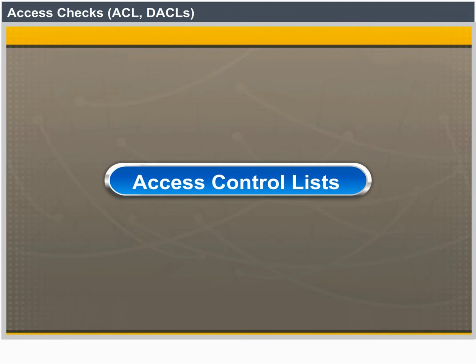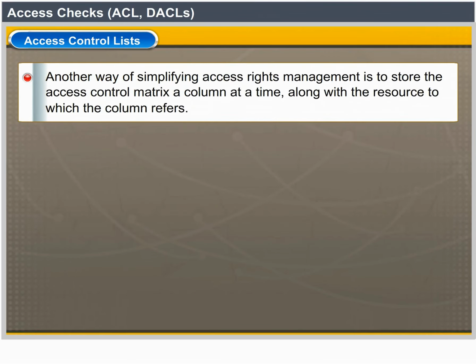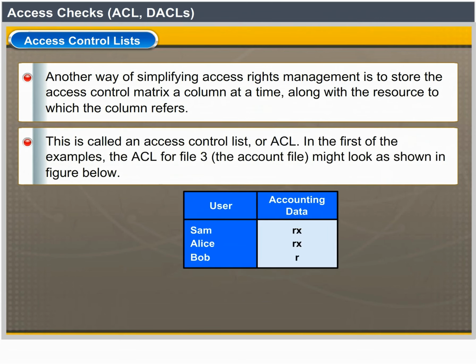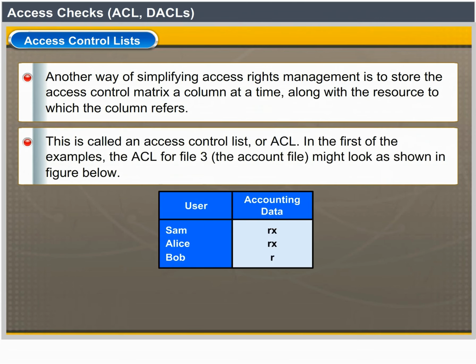Access control lists. Another way of simplifying access rights management is to store the access control matrix a column at a time along with the resource to which the column refers. This is called an access control list or ACL. In the first of the examples, the ACL for file 3, the account file, might look as shown in the figure below.